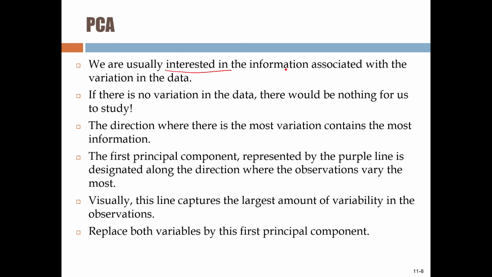So we are interested in the information associated with the variation in the data. If there is no variation in the data, that would be nothing for us. What do I mean by no variation? Let's say we have x1, x2, and we are trying to predict y. But x3 is always 5, 5, 5. If this is all 5 for all y's, what do we need this for? I don't need this, right? That's why we can actually drop it, but that's the extreme case.